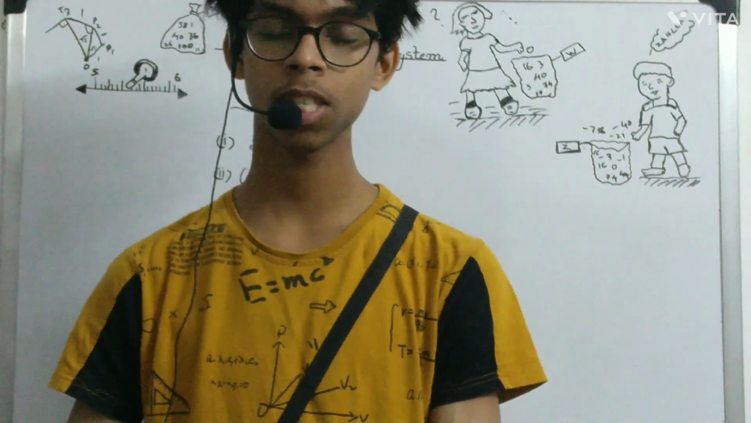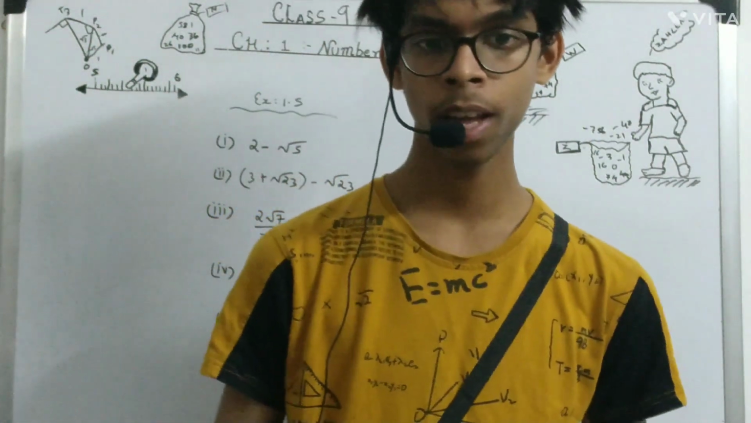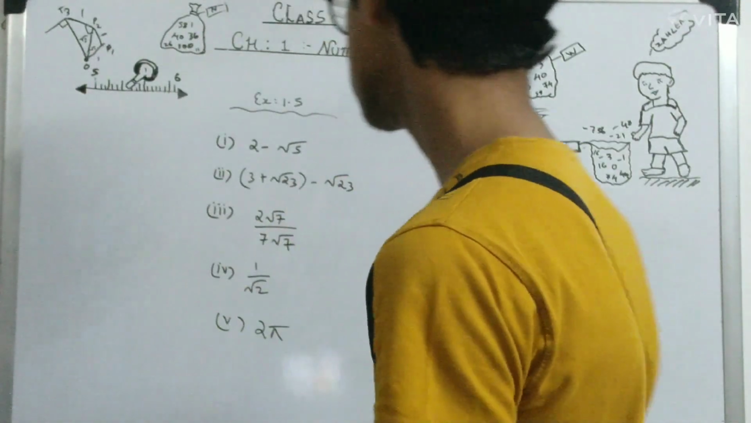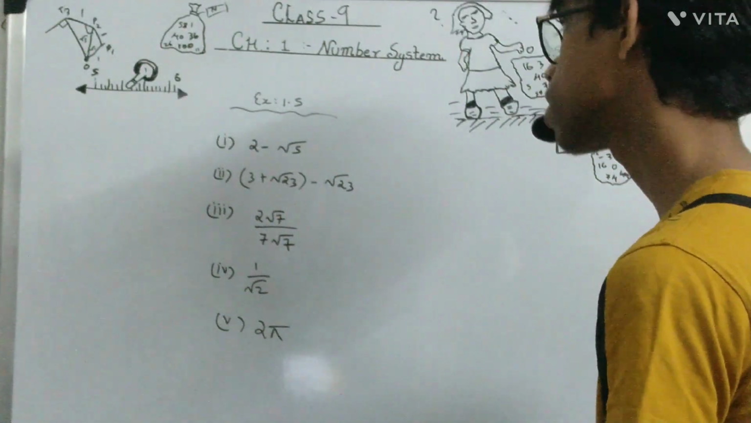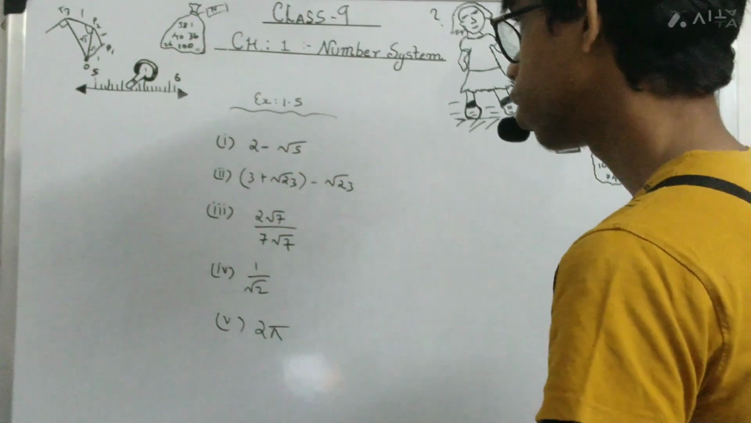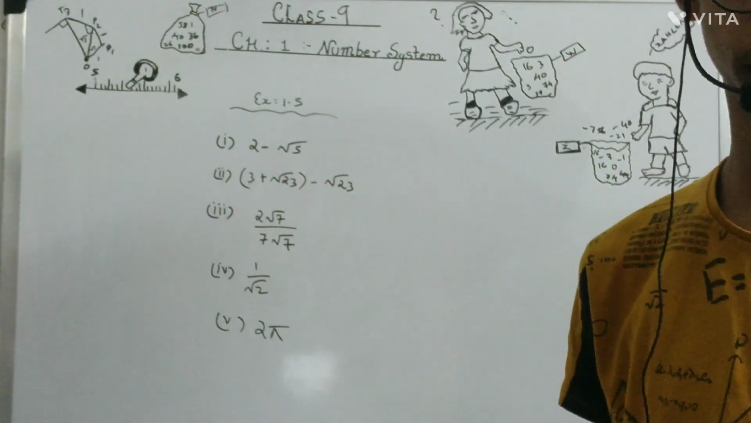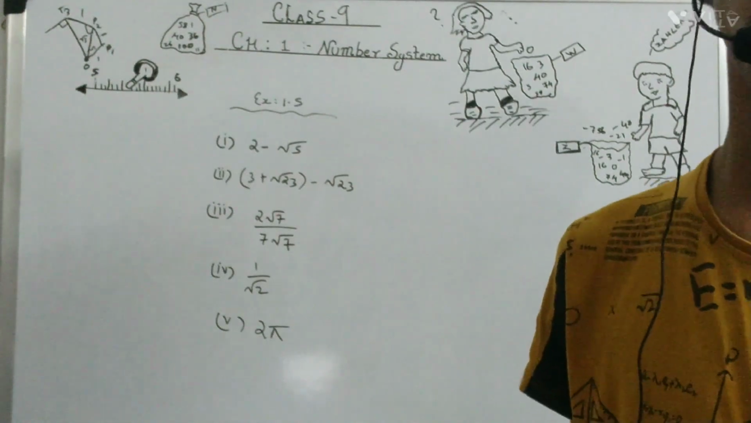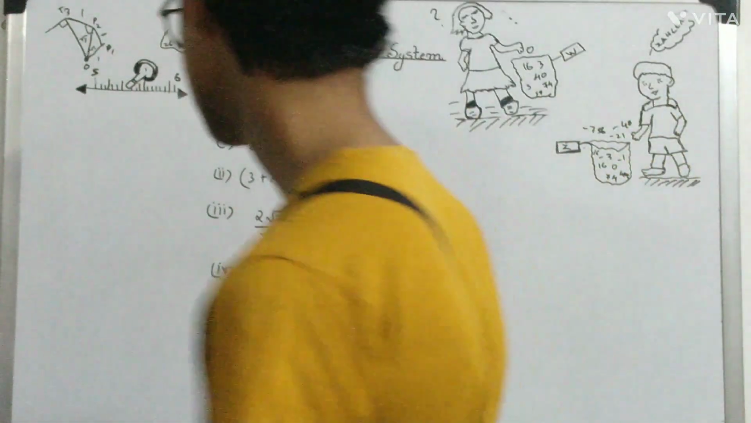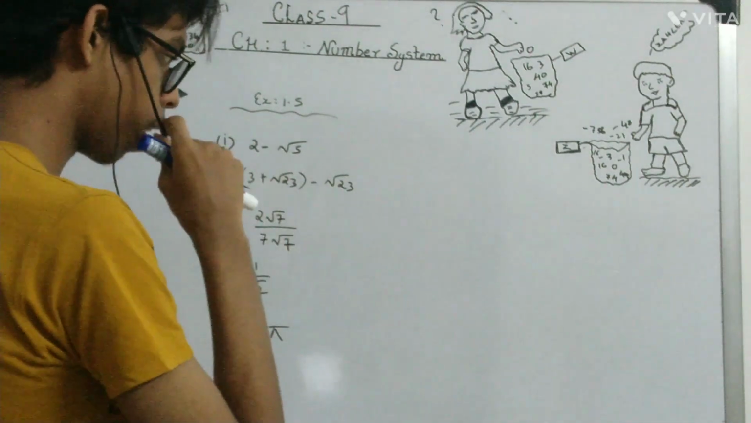In our previous class we had learned about properties of surds. So now in this class let us start with exercise number 1.5. The first question is: classify the following numbers as rational or irrational. Our first question is 2 minus root 5.